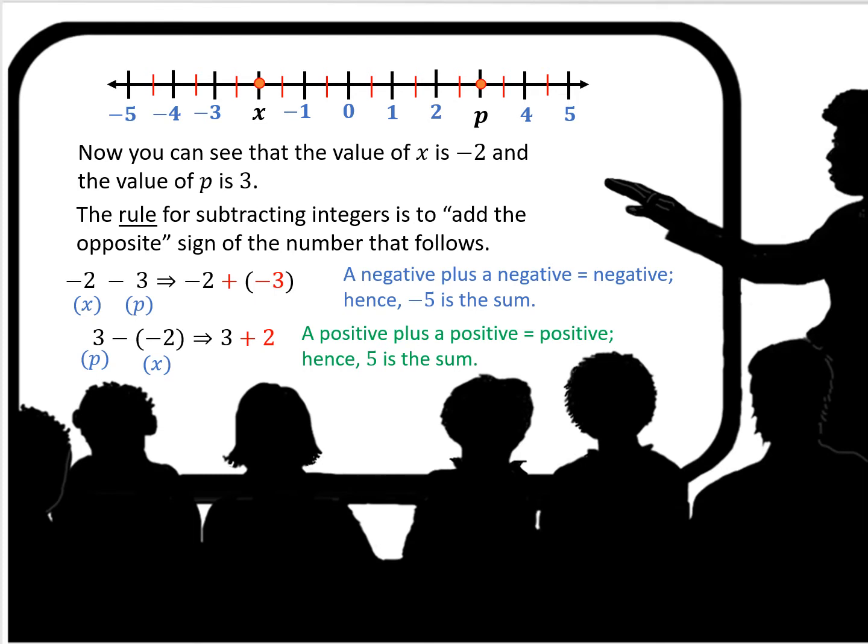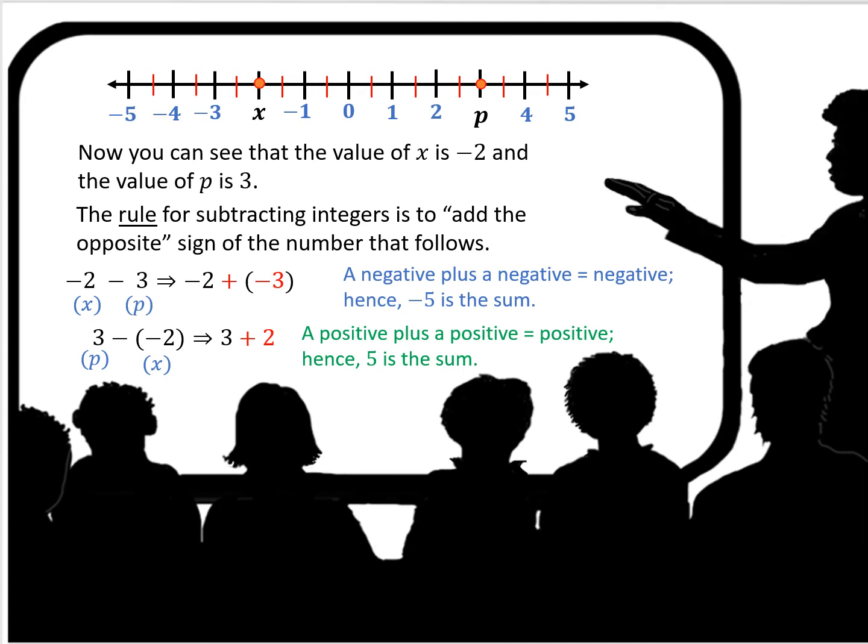Now let's go the other direction. 3 minus negative 2 equals 3 plus the additive inverse of negative 2, which is 2. So now we have 3 plus 2. A positive plus a positive equals a positive, hence 5 is the sum here.